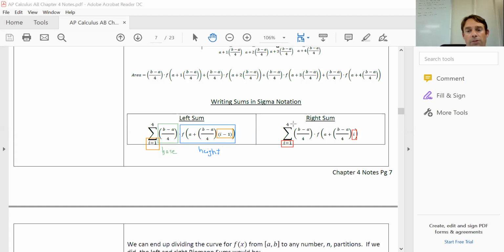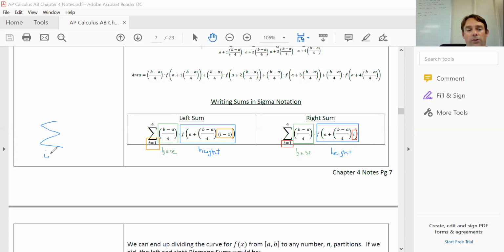Again, we're doing a little bit of theory here today. So that's our base. And this would be our height. So the more rectangles we add, the better and more exact our answer is.